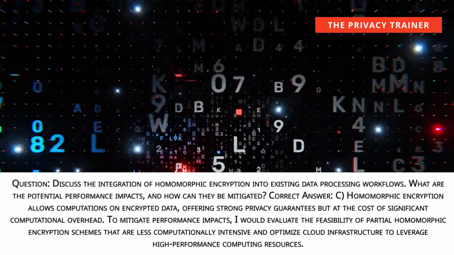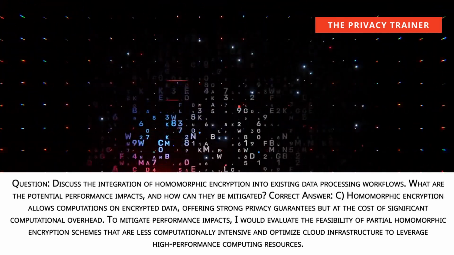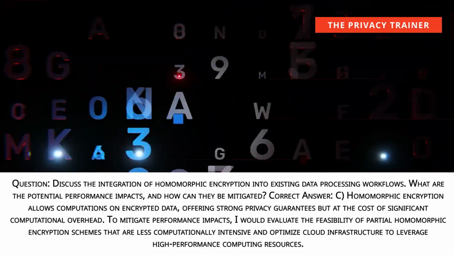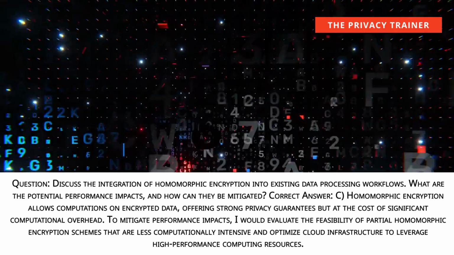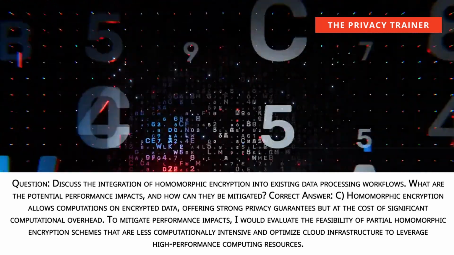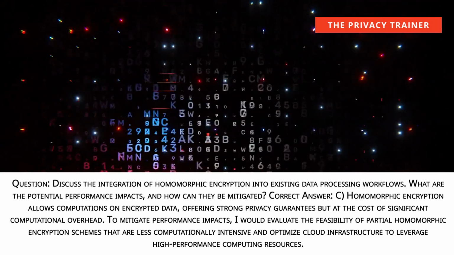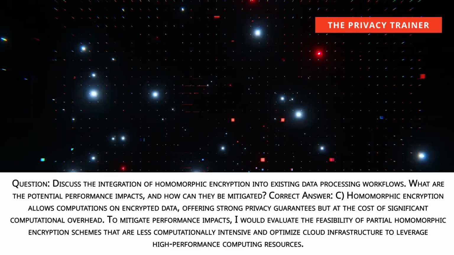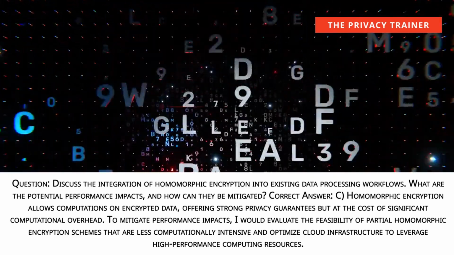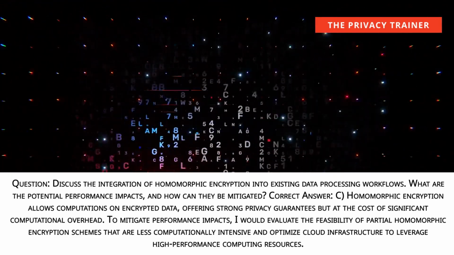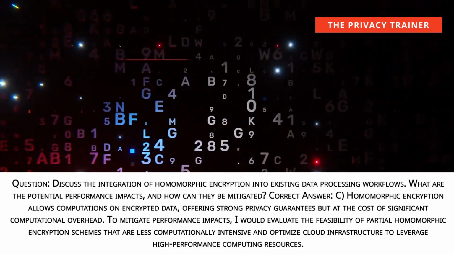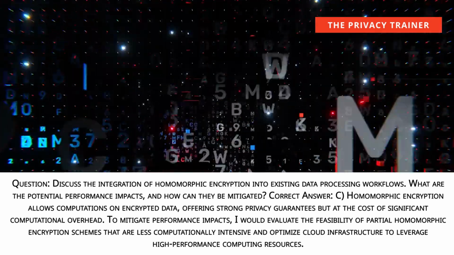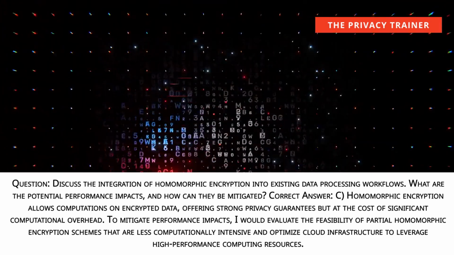Question: Discuss the integration of homomorphic encryption into existing data processing workflows. What are the potential performance impacts, and how can they be mitigated? Correct answer: C. Homomorphic encryption allows computations on encrypted data, offering strong privacy guarantees but at the cost of significant computational overhead. To mitigate performance impacts, I would evaluate the feasibility of partial homomorphic encryption schemes that are less computationally intensive and optimize cloud infrastructure to leverage high-performance computing resources.